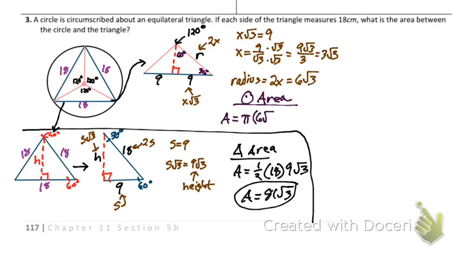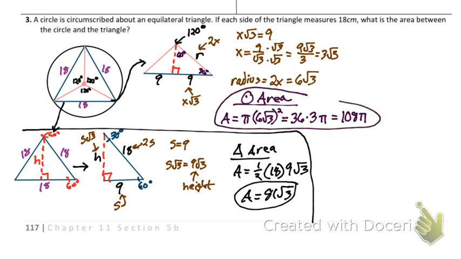Our r is 6 square root of 3, squared. Okay, 6 square root of 3 squared is going to equal 6 times 6, which is 36. Square root of 3 times square root of 3 is 3. 36 times 3 is 90 plus 18, so that's going to be 108 pi. Whew, that's a lot of work. But we're almost done.